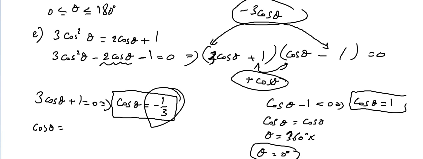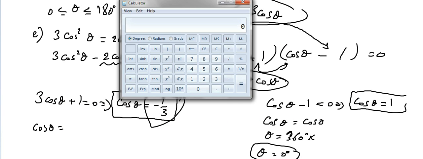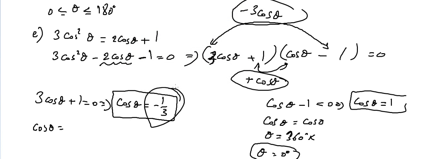But that's not true. Cosine 70.5 is not true at all. Let me use radians. Minus 0.3333333, and the inverse function gives minus 1.23. No, that's not true either. Okay, we did something wrong here.